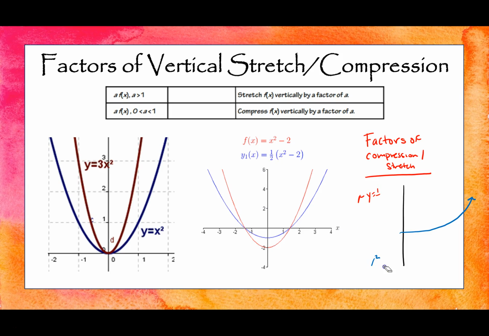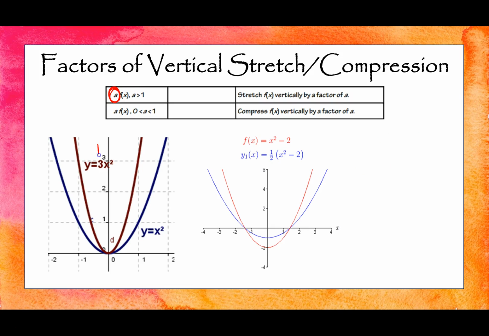And the same thing holds true in terms of vertical stretch. So you can imagine here, if I have a 3x squared, it'd look like that. But if I had maybe a 25x squared, it would look like that. Really, really, really narrow. Okay, so that's what I mean by a factor of compression or stretch. So to identify what that factor is, we just look at it. And so it's really easy when it's on the outside. It's just 3. That's it. This parabola has been stretched by a factor of 3.